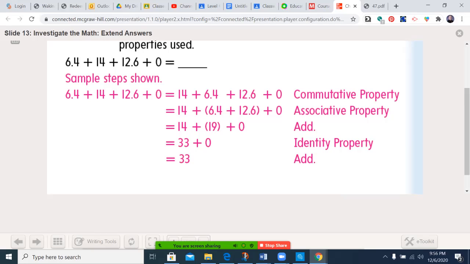So now once I have it in this order, I can put parentheses around these two, and that's the associative property. If you're wondering if it's commutative or associative, sometimes look for parentheses. It's one indicator. 6.4 and 12.6. 6 and 12 is 18. 4 tenths and 6 tenths is one more. I get 19. I have 14 plus 19 plus 0. 14 and 19 is 33, plus 0 equals 33. When I did the plus 0, that's the identity property. And in here, we were simply just doing the adding. So you can put the word add into that step.